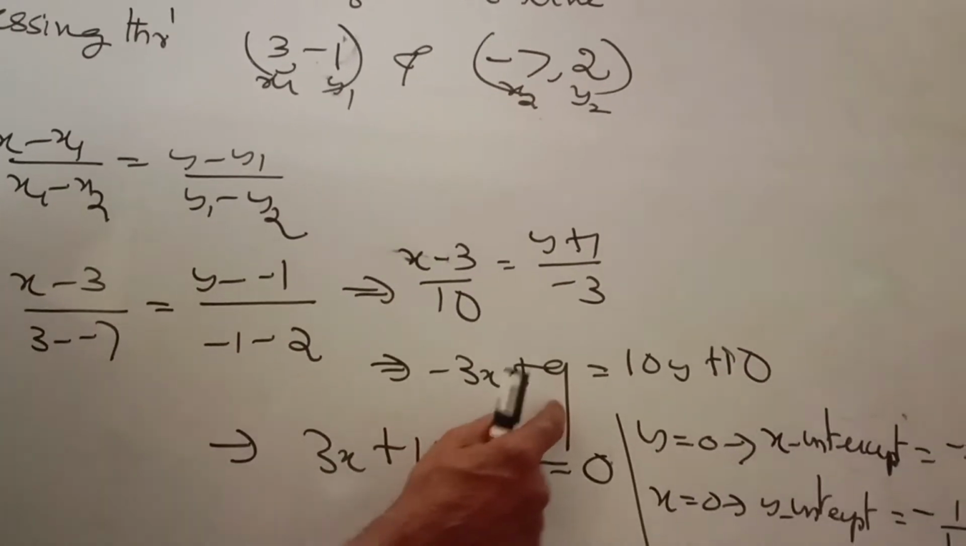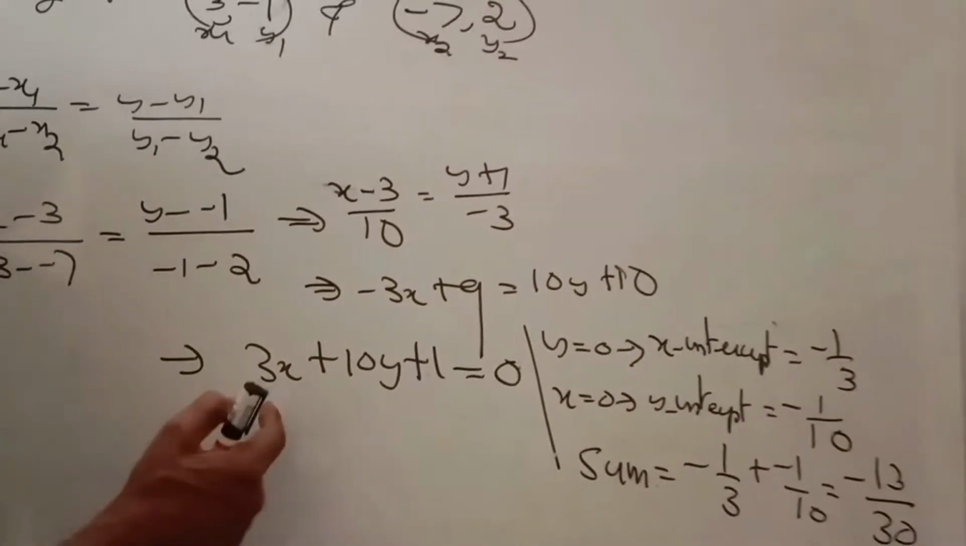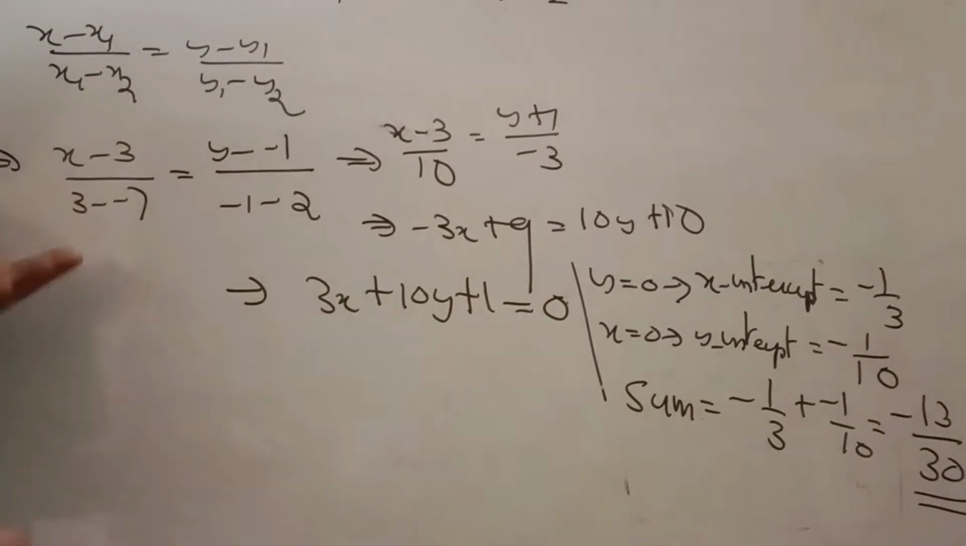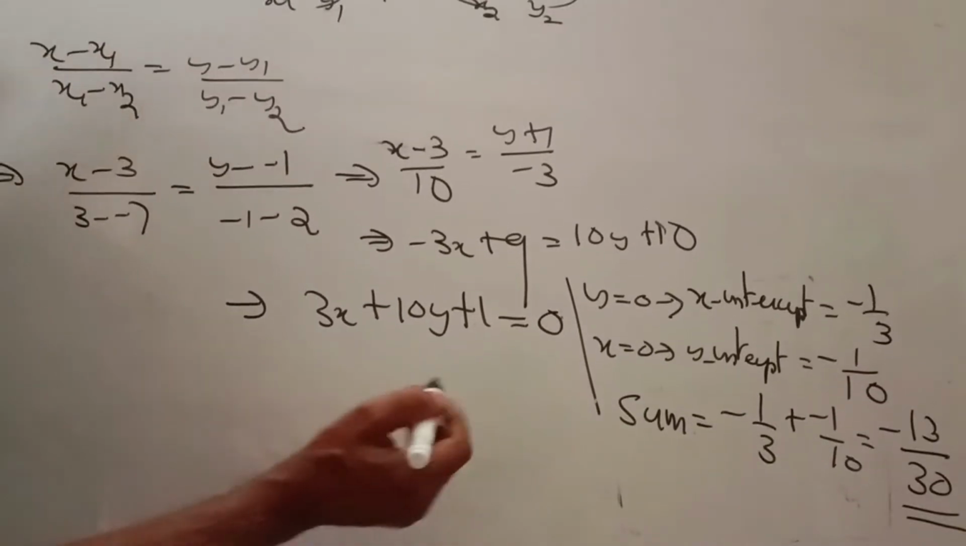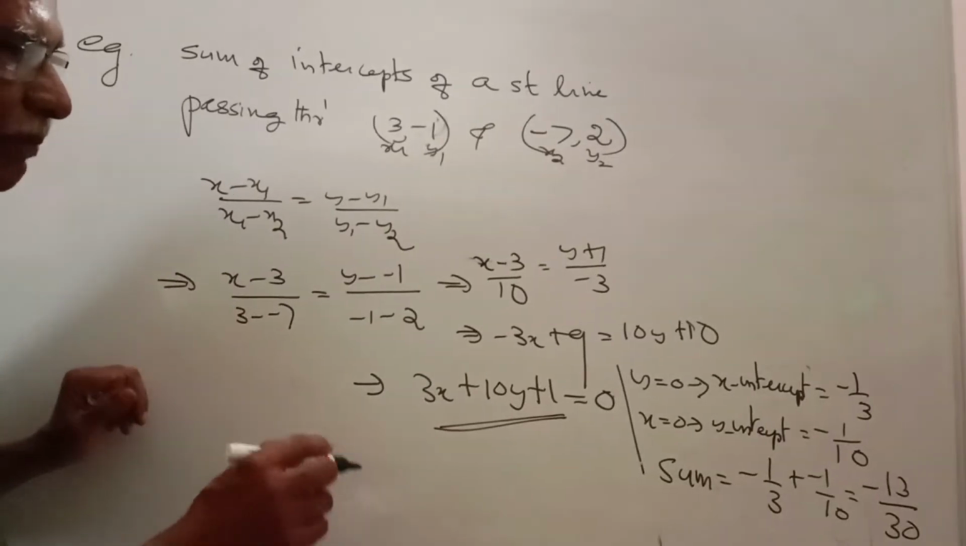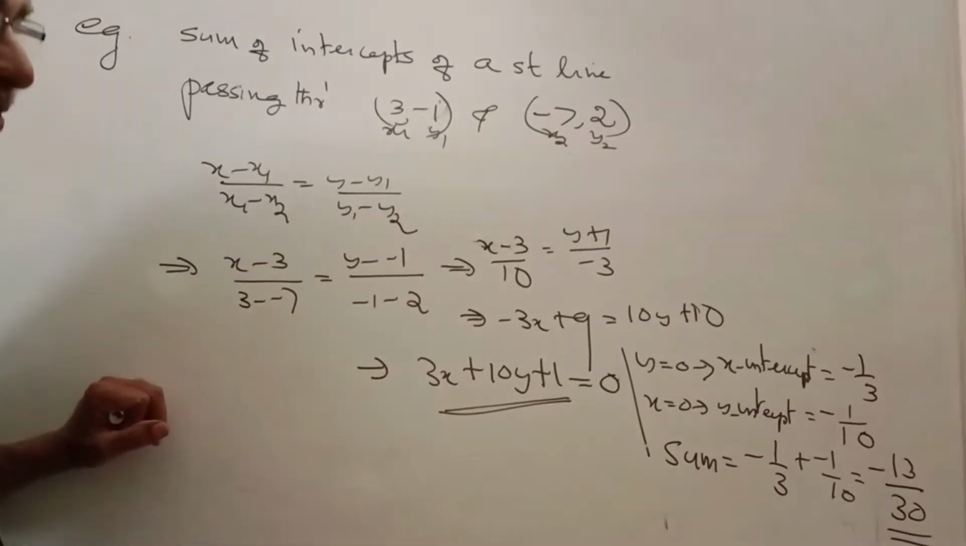Minus 3x plus 9 is 10y plus 10, or 3x plus 10y plus 1 equals 0. Now this is the equation required. Now the problem is not the equation, but the sum of the intercepts.